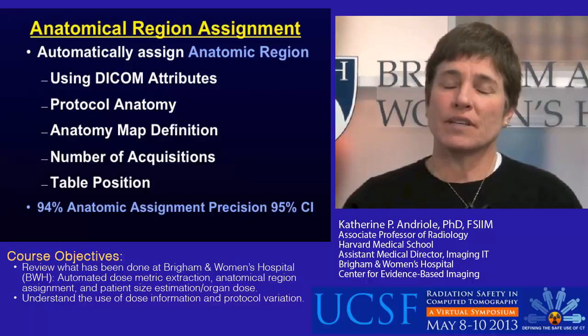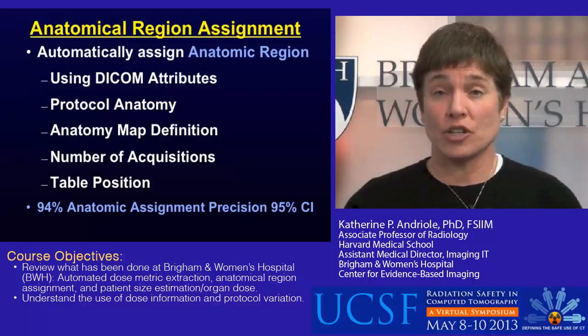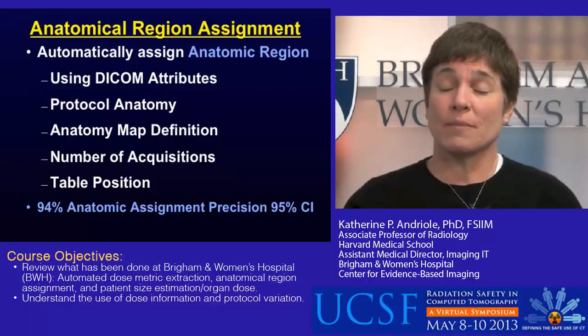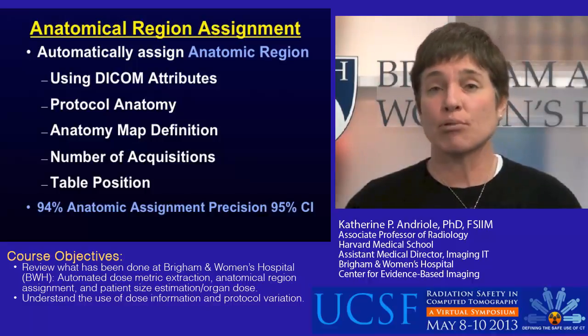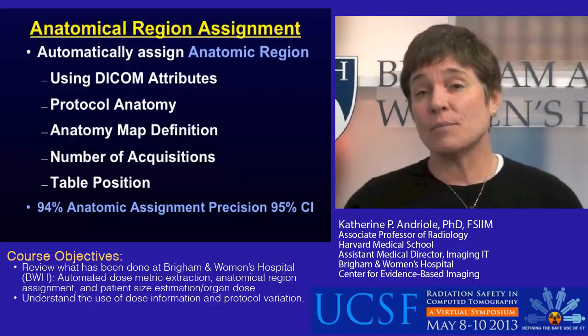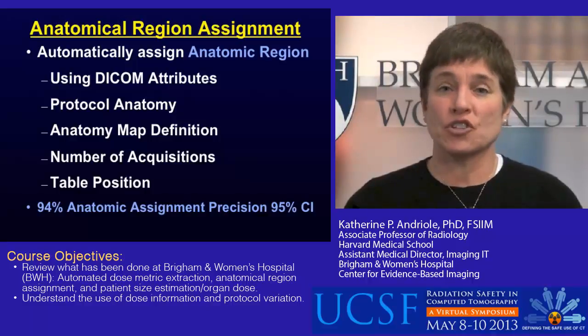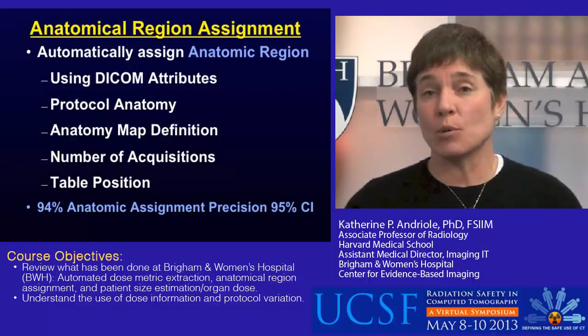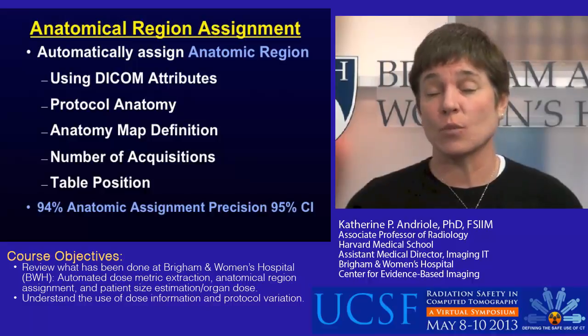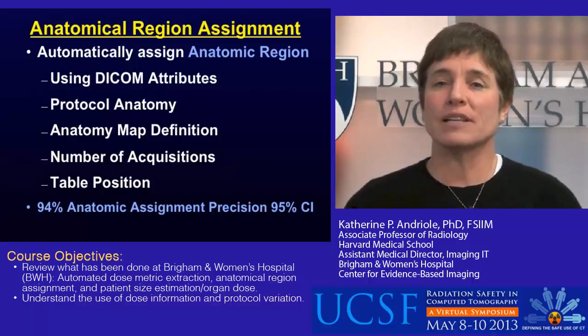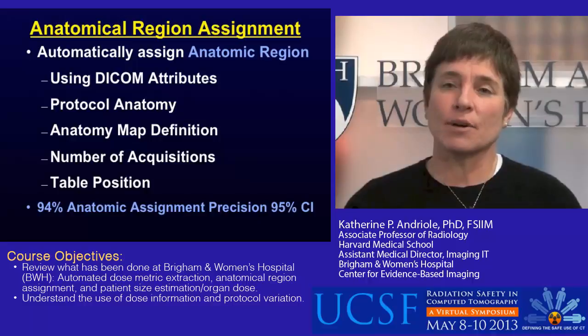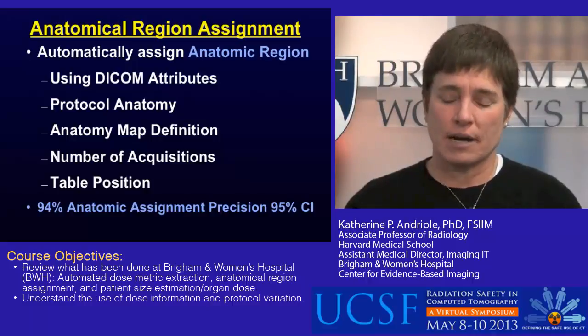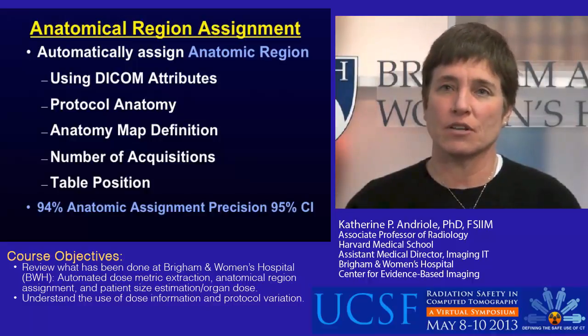Our next step is to assign an anatomical region to the information that we have extracted. And we do this using DICOM attributes, protocol anatomy, anatomy map definition, the number of acquisitions and table position, and by manually checking, we were able to appropriately assign the correct anatomic region 94% of the time with a 95% confidence interval.